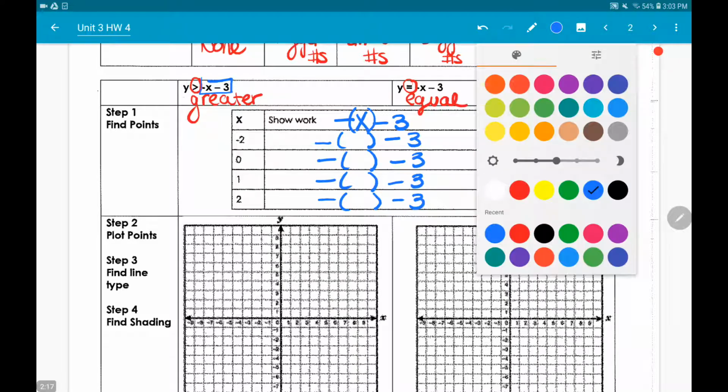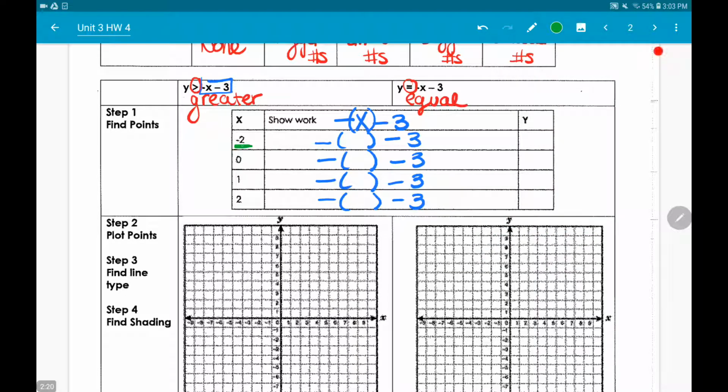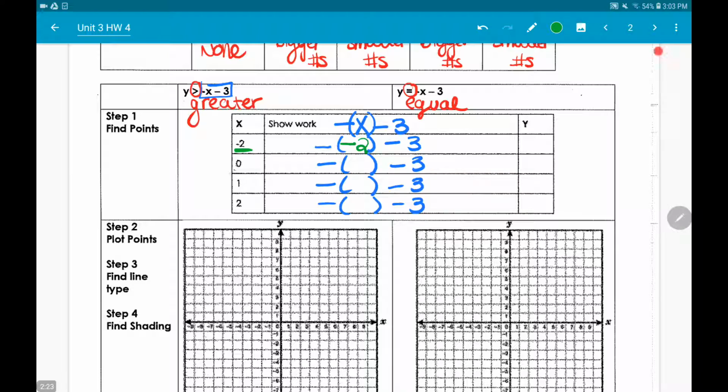What's going to change is what I put inside my parentheses, and I get that from the left side of the table. So this one's going to be negative 2. The next one's 0. The next one 1. And the last one 2. Now to get the number, we're just going to plug that into our calculator. So I'm typing this in my calculator. Give me a second. That's negative 1. That's negative 3. That's negative 4. And negative 5. Okay?